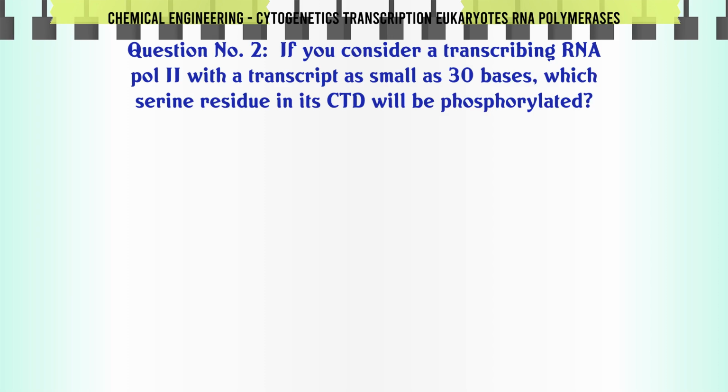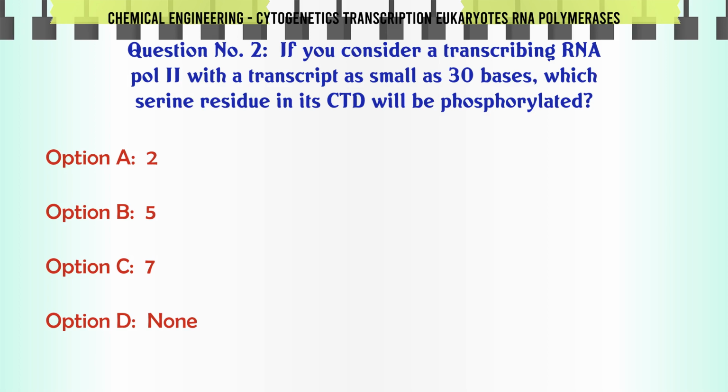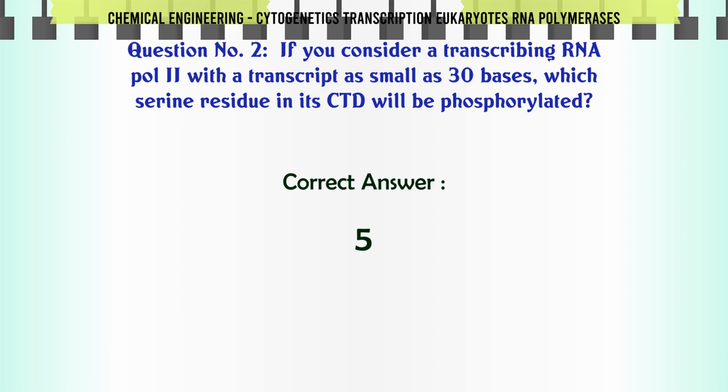If you consider a transcribing RNA pol 2 with a transcript as small as 30 bases, which serine residue in its CTD will be phosphorylated? A: 2, B: 5, C: 7, D: none. The correct answer is 5.